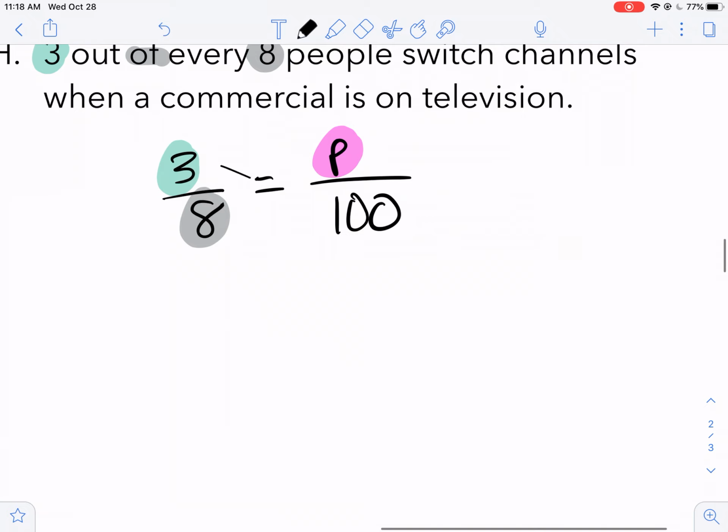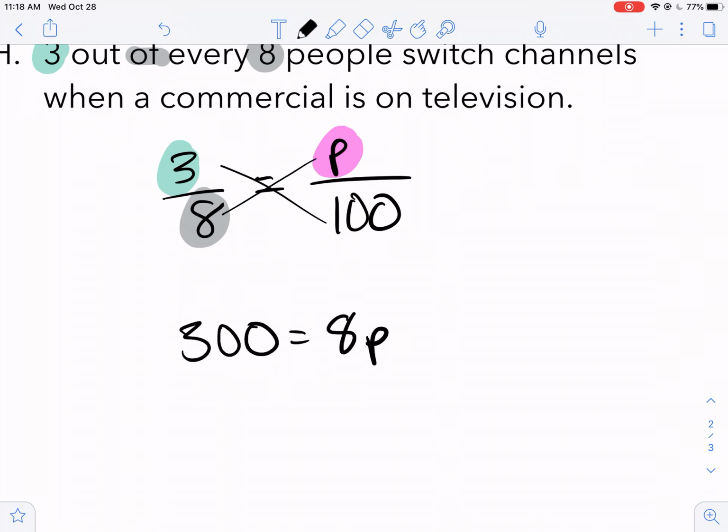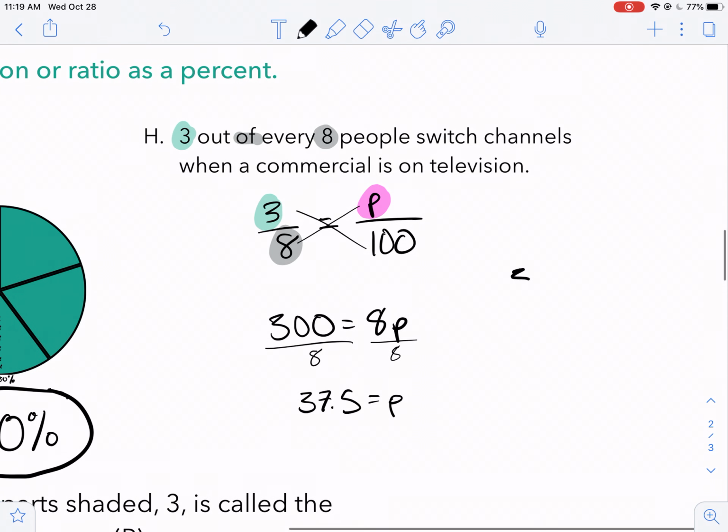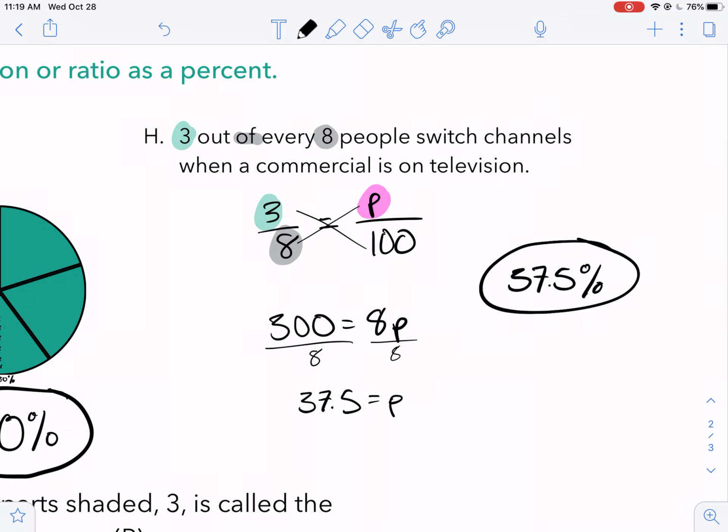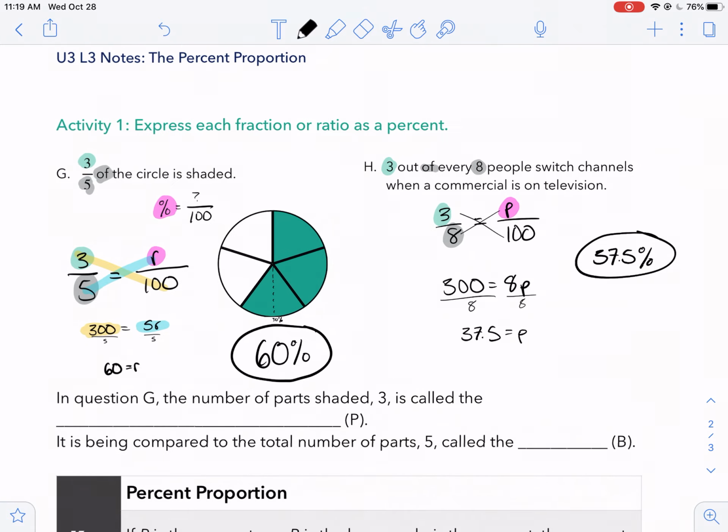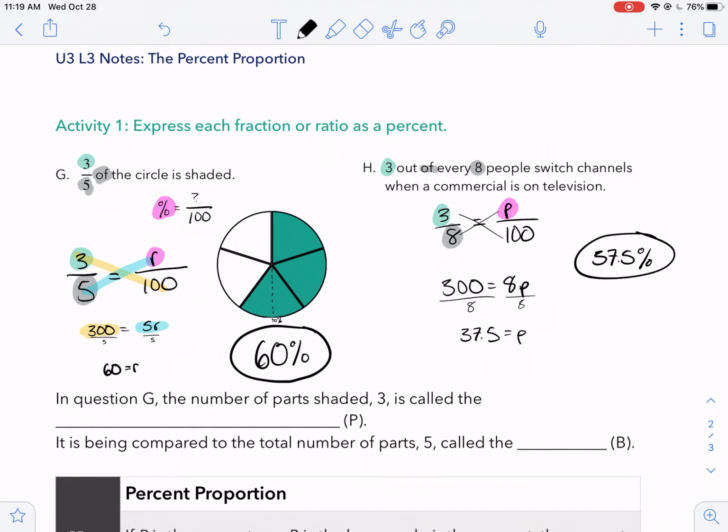We cross multiply. 3 times 100 is 300. 8 times P is 8P. And then to solve for P, we'll divide by 8. That'll come out to 37.5 equals P. So that gives us 37.5%. Yay! Now notice that the number of parts shaded, we call that the percentage.